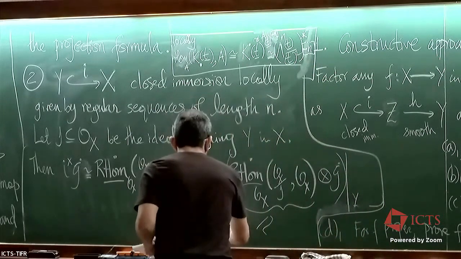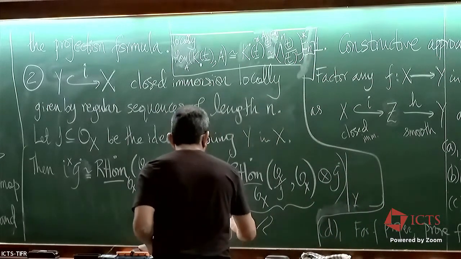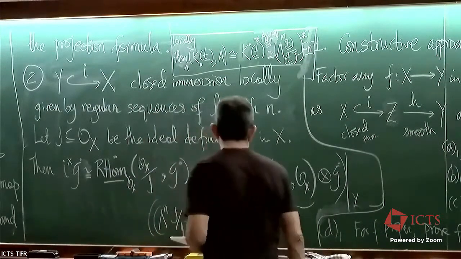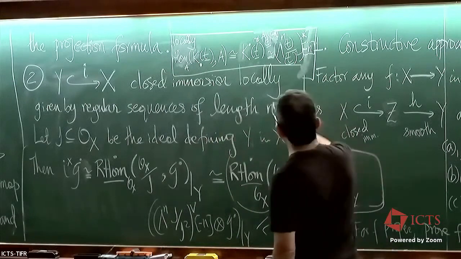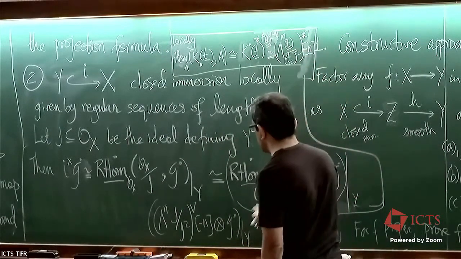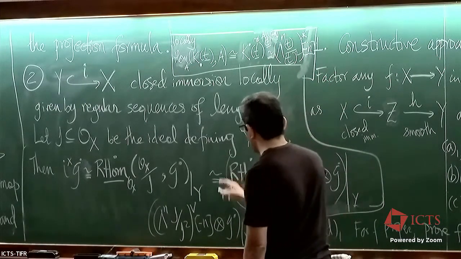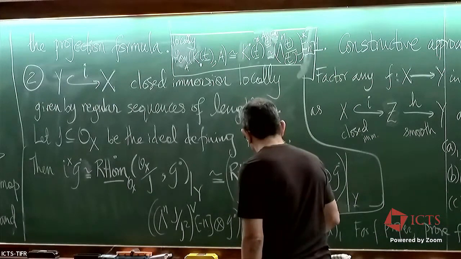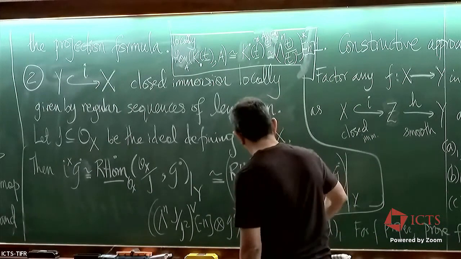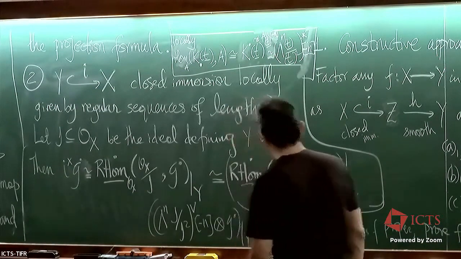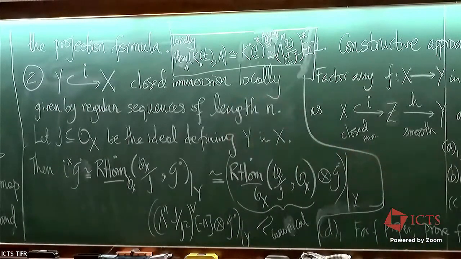And tensored with G dot, and the whole thing restricted to Y. But the point of doing all this circus is that if you do it this way, then this isomorphism is independent of the choice of local regular sequence. So this is canonical. That's the whole point of doing this.